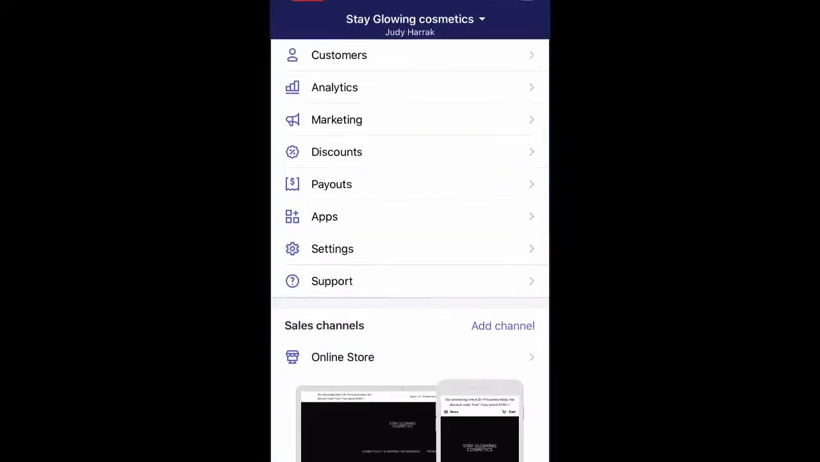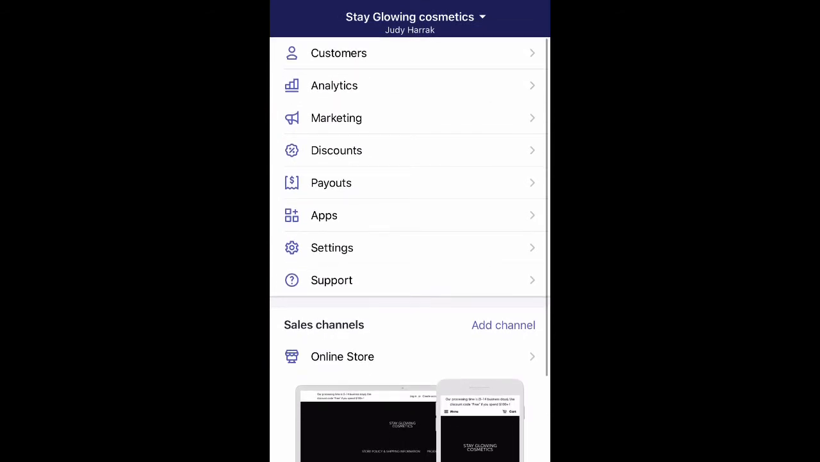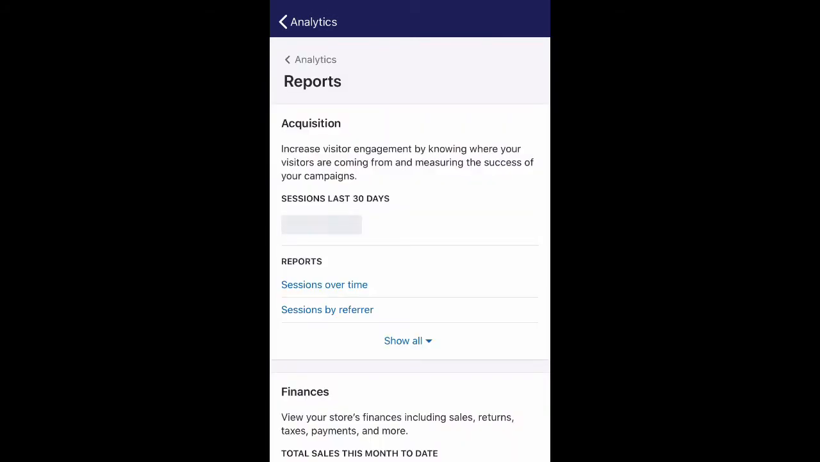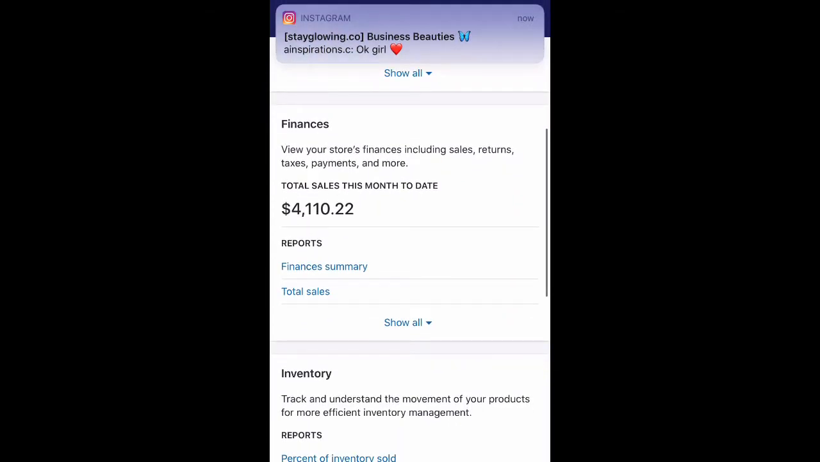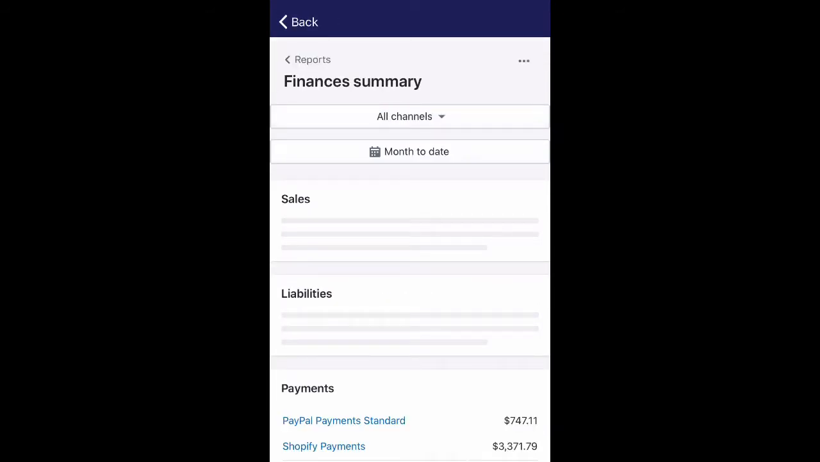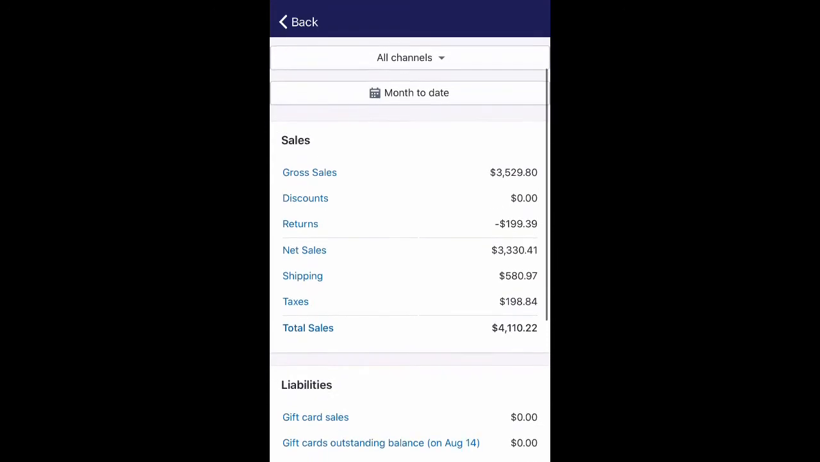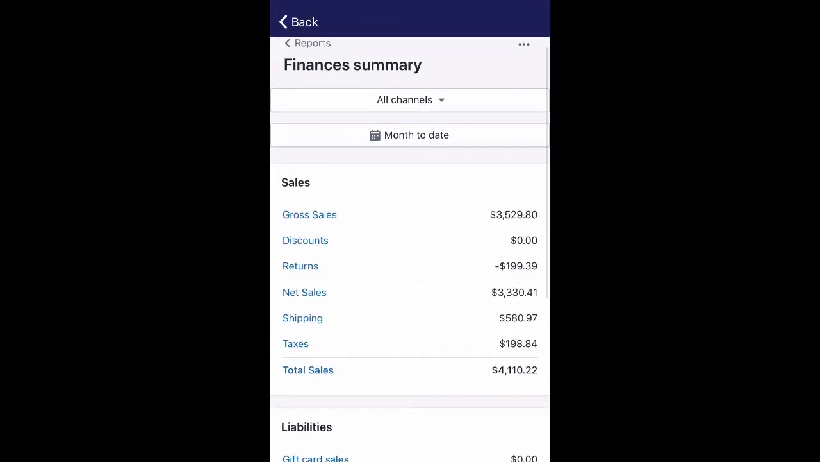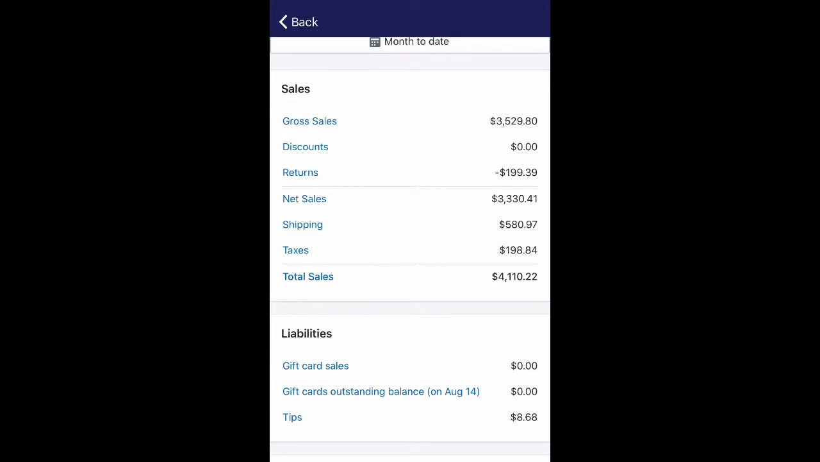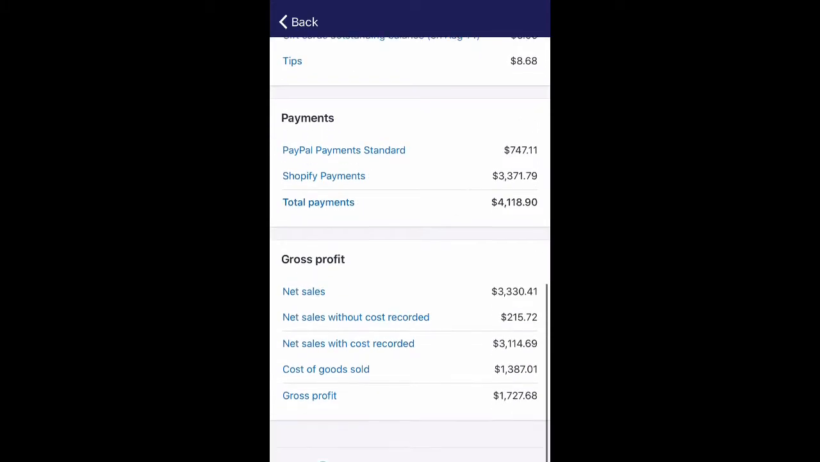But yeah, so let's go to my Shopify, and then I'm going to go to analytics, and then reports, and then you're going to go down to finances, and go to finance summary, and there you go. It gives you all this information. It shows you your gross sales and discount, returns, net sales, shipping. That's the amount of money that I got from shipping, then taxes, and then total sales. It gives you a lot of different information.